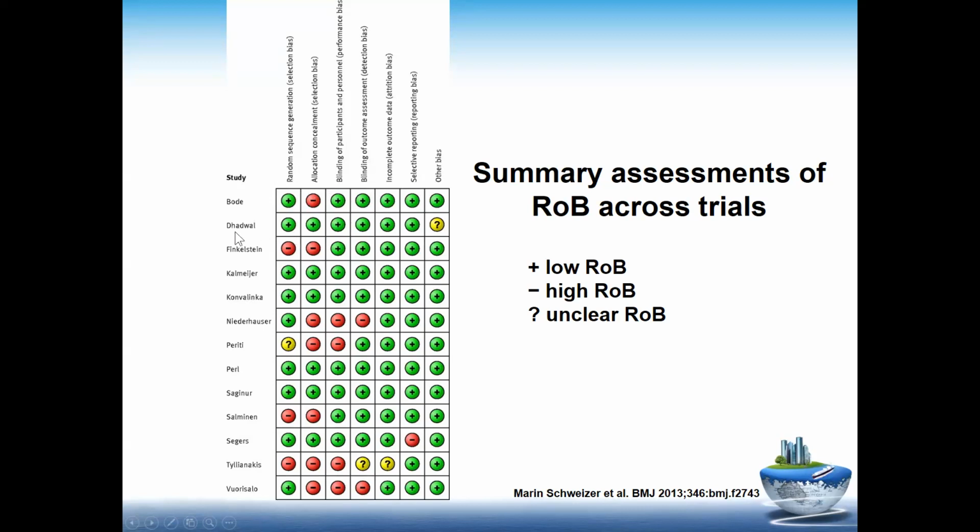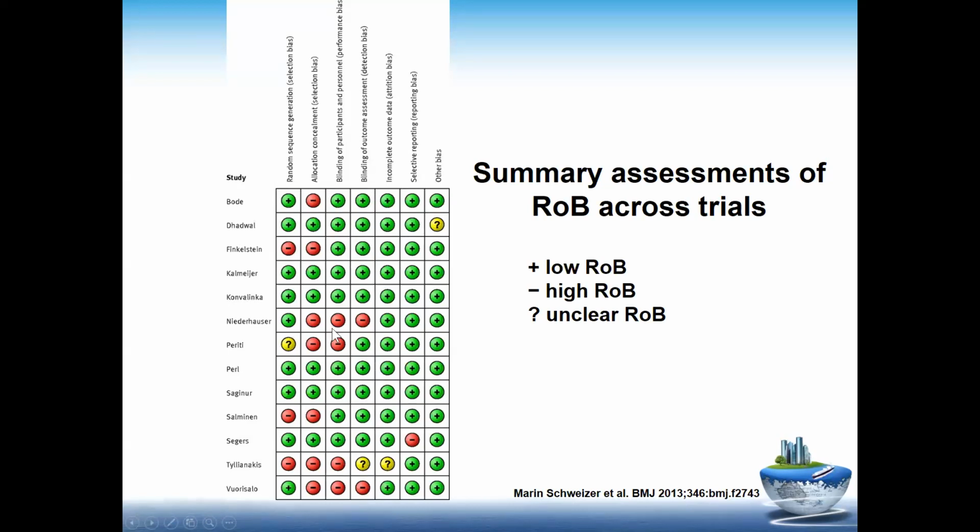For the second study, conducted by Dadwell and colleagues, these 6 domains are at low risk of bias. The last one, other bias, is unclear. Okay, so these are the results of these 2 studies, and similarly, you can have the results of other studies.